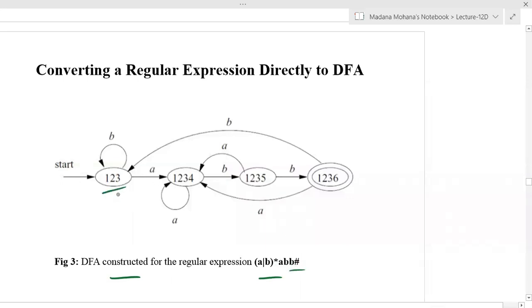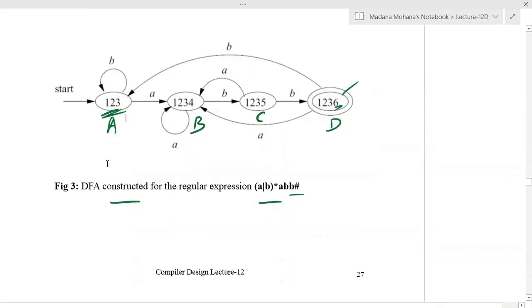Now here 1, 2, 3, but here directly we have taken the set values. This is actually A, this is B, this is C, this is D. This is the final state. Why? Because 6 is the final state in the given NFA or in the syntax tree, to end with the hash end marker. So the combination with 6, only one state we have. This is the final state. Then 1, 2, 3, the root node, is the start or initial state.